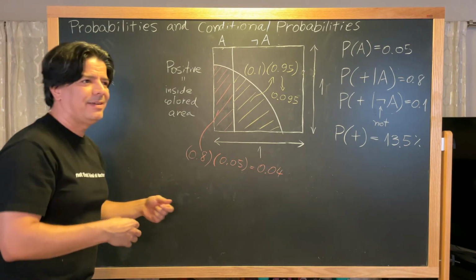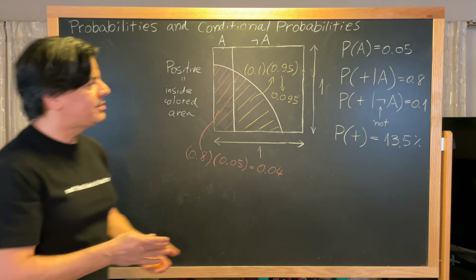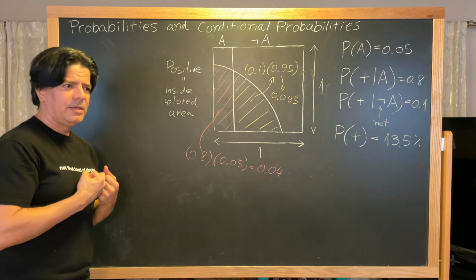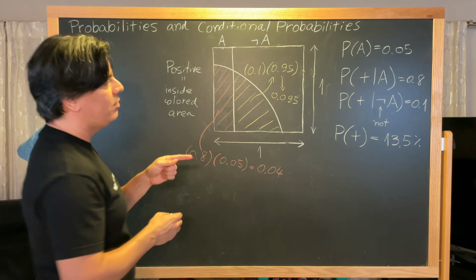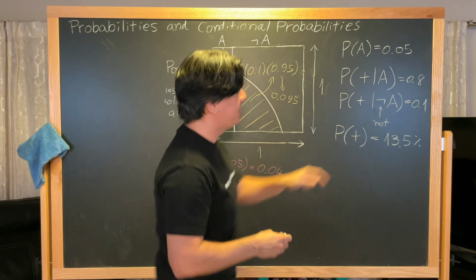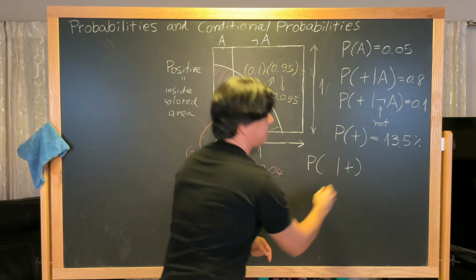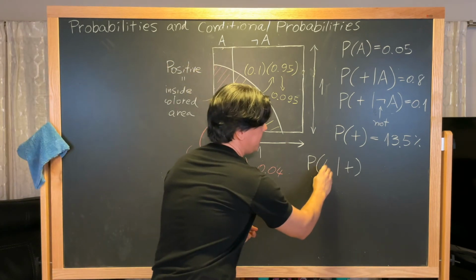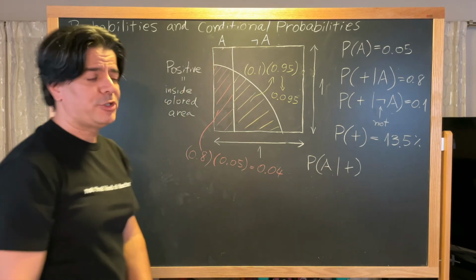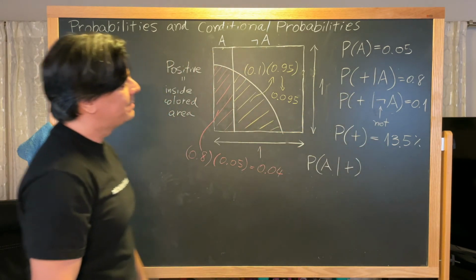So back to my story. My daughter comes back feeling a little sick, and I test her, and the test is positive. Now I'm debating, what is the chance she is allergic? So what I'm asking myself is the flip side of this. I'm asking, given that she tested positive, what is the probability that she is allergic? Which is not that, okay?